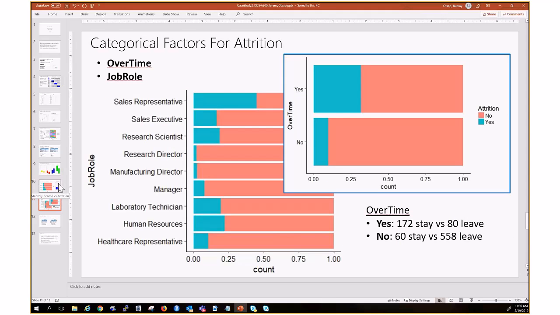Categorical factors for attrition: overtime and job role were the most significant. We're assuming that yes is for non-exempt employees. But as you can see, employees with overtime yes are more likely to have attrition, and specifically sales representatives, which are kind of known for having a high turnover.